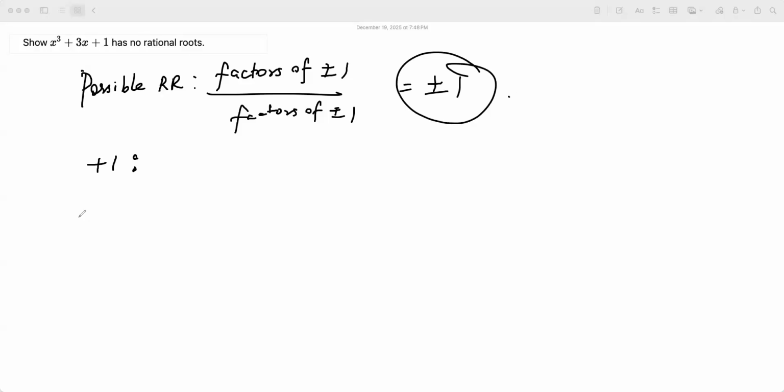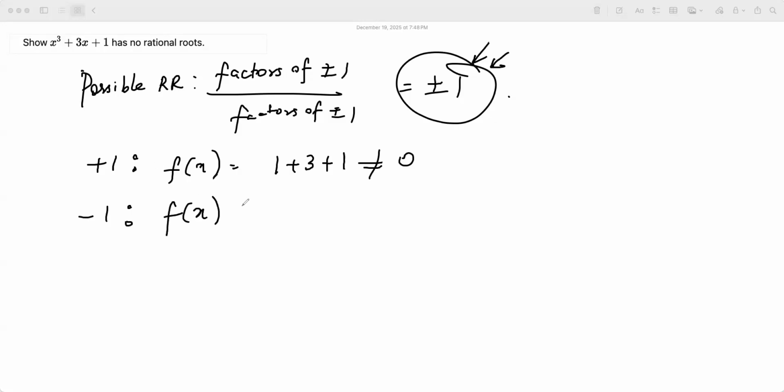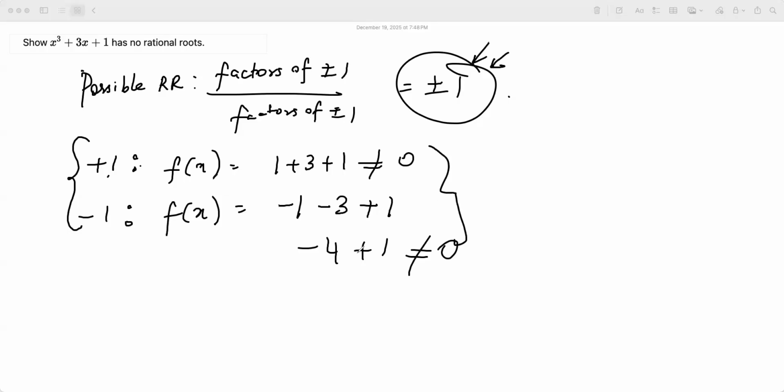Now I plug in plus 1, I plug in minus 1 into my equation. When I plug that in, do you see 1 plus 3 plus 1 is not equal to 0. If it is a root, only possible rational roots are these two. That being the case, if I plug that in, I should be able to get 0, right? Am I getting 0? I don't think so. So the possible rational roots really tell me that they are not rational roots when I substitute. So it does not have any rational roots. Any questions? Okay.